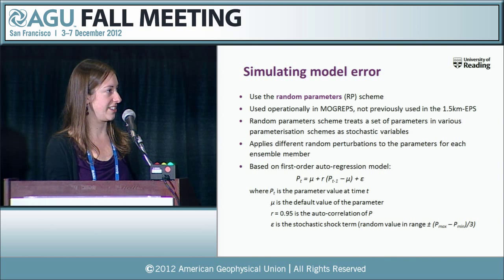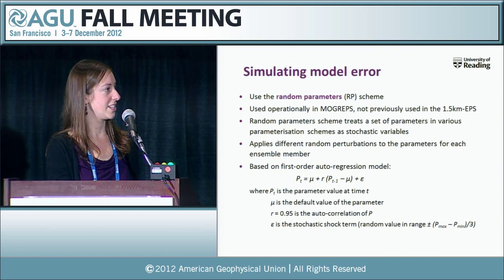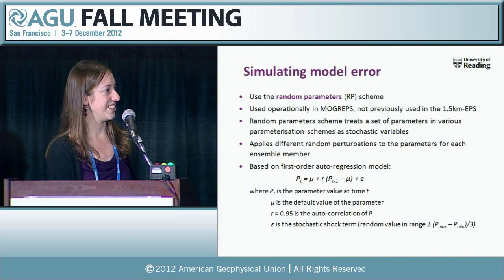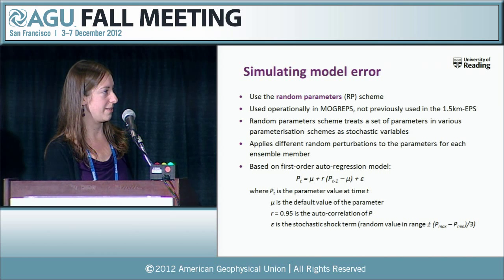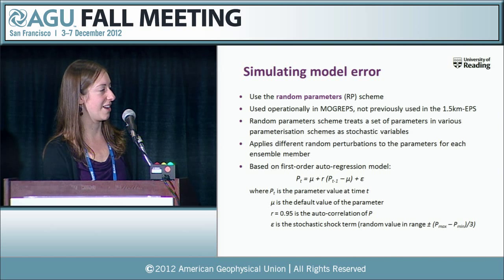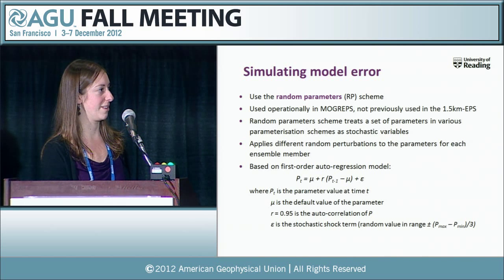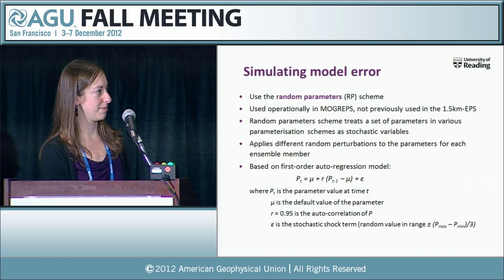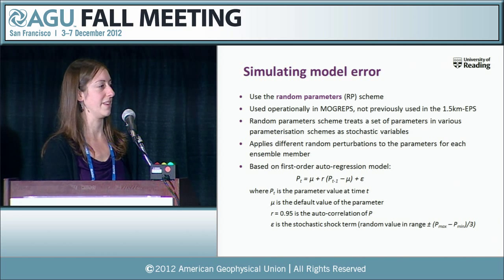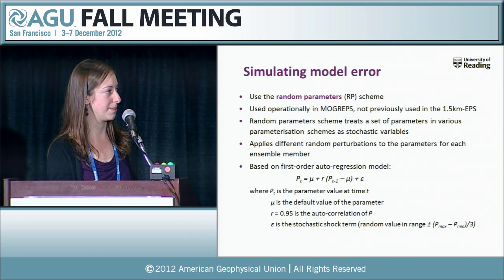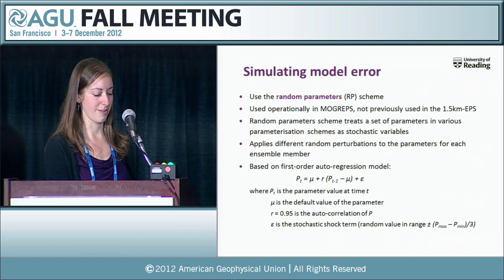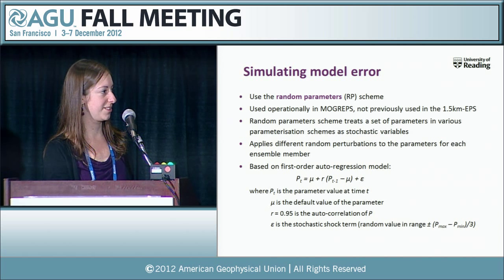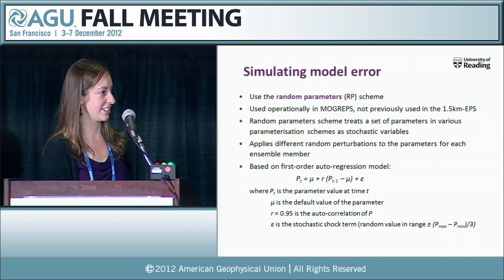This equation here shows the basis of the scheme. You can see that PT, which is the new value of the parameter, depends on both mu, which is the default value, and PT minus 1, which is the previous value. This epsilon term is the random element, so it's taken from a uniform distribution within this range.